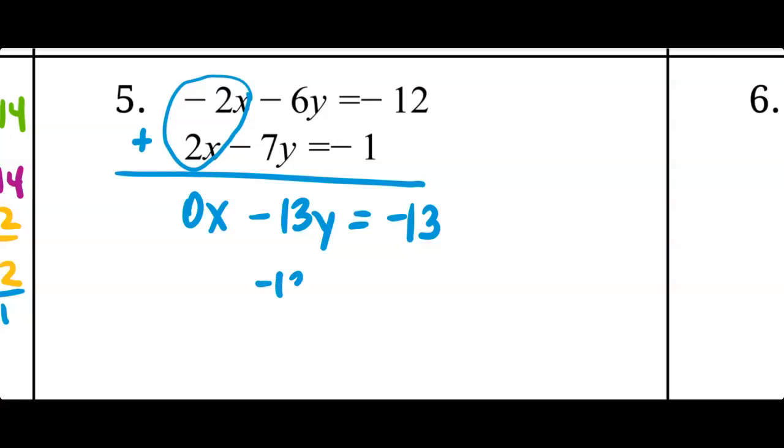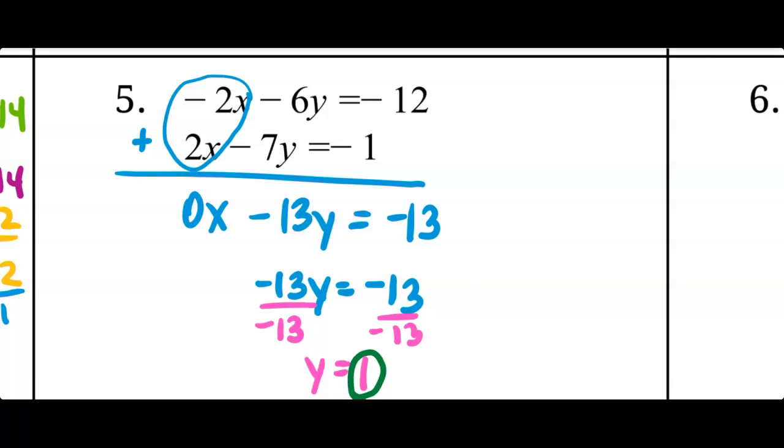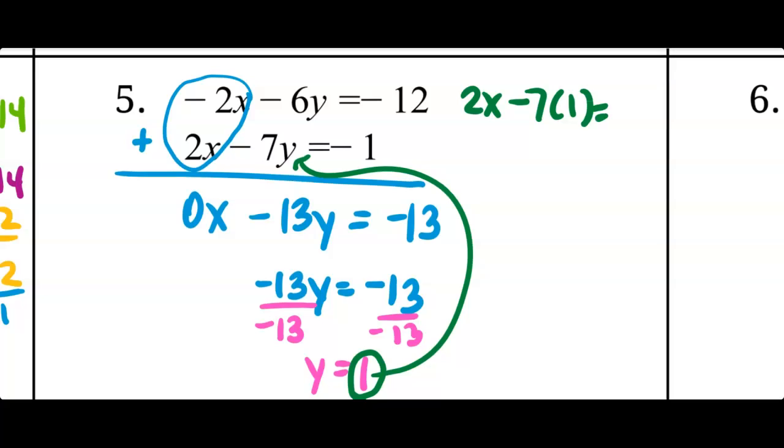Because at 0x, my 0 just goes away because 0 times anything is 0. Dividing by my -13 gives me that y is equal to 1. Then I'm just going to take my 1 and plug it in for y in either one of my equations. It doesn't matter which. So I have 2x minus 7 times 1 is equal to -1.